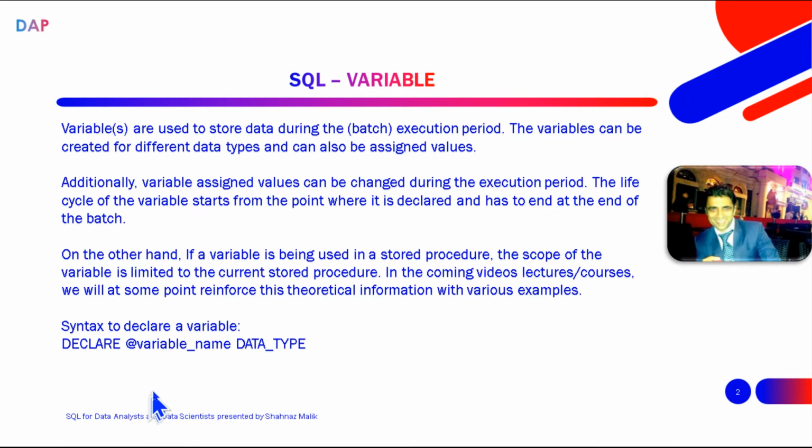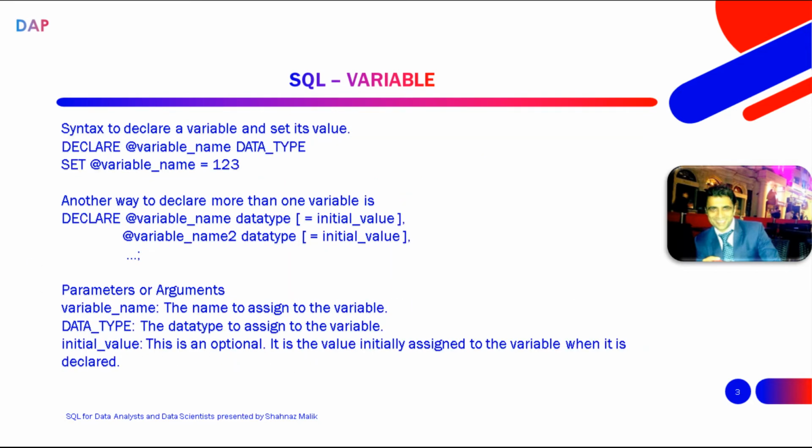Okay, now the syntax to declare a variable: you start with the keyword DECLARE, and then you give the name of the variable, but it has to start with the at symbol. Then without any spaces you write the name of the variable, and then give the data type. Now, the syntax to declare a variable and set its value, you can do both. For example, again the same thing, but SET @variable_name is equal to 123. Then you have to set this variable name equal to some value.